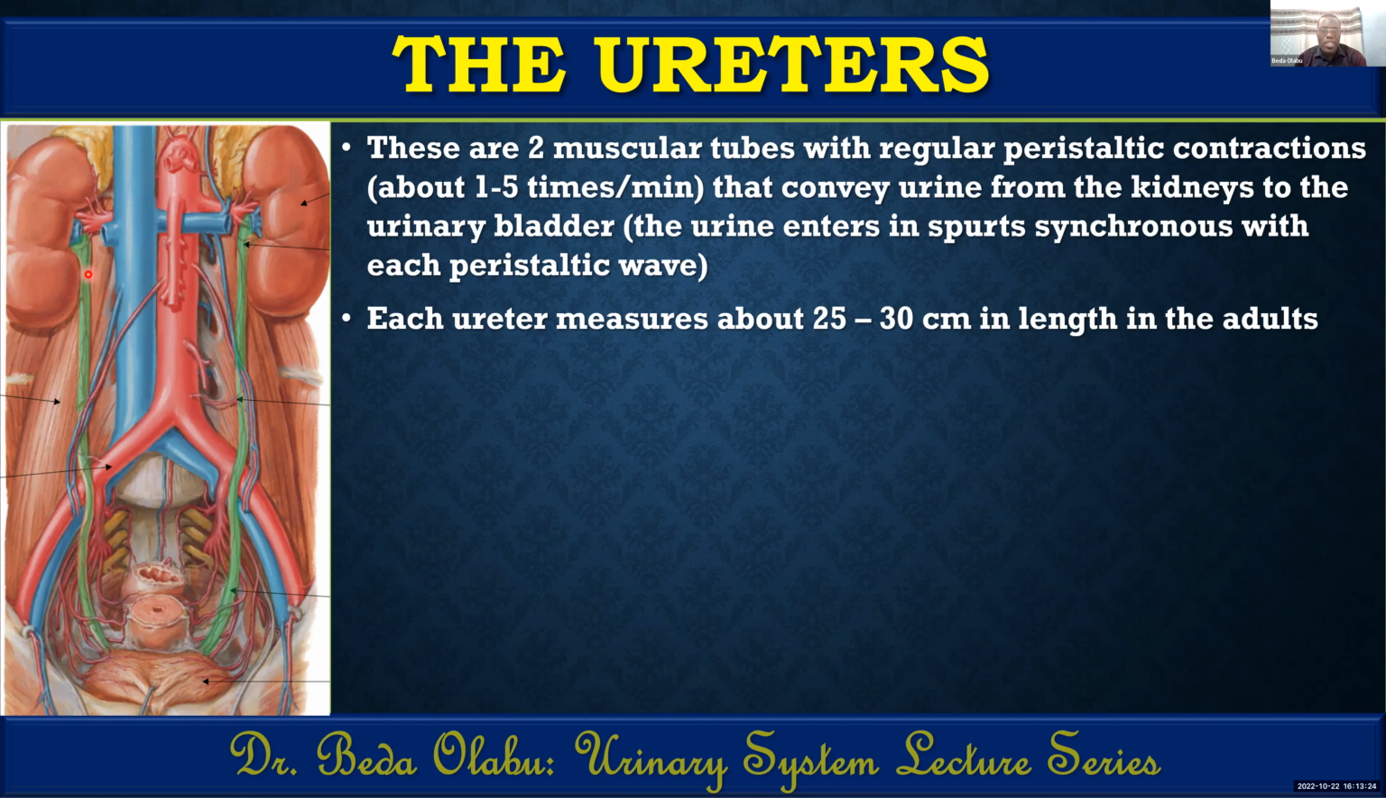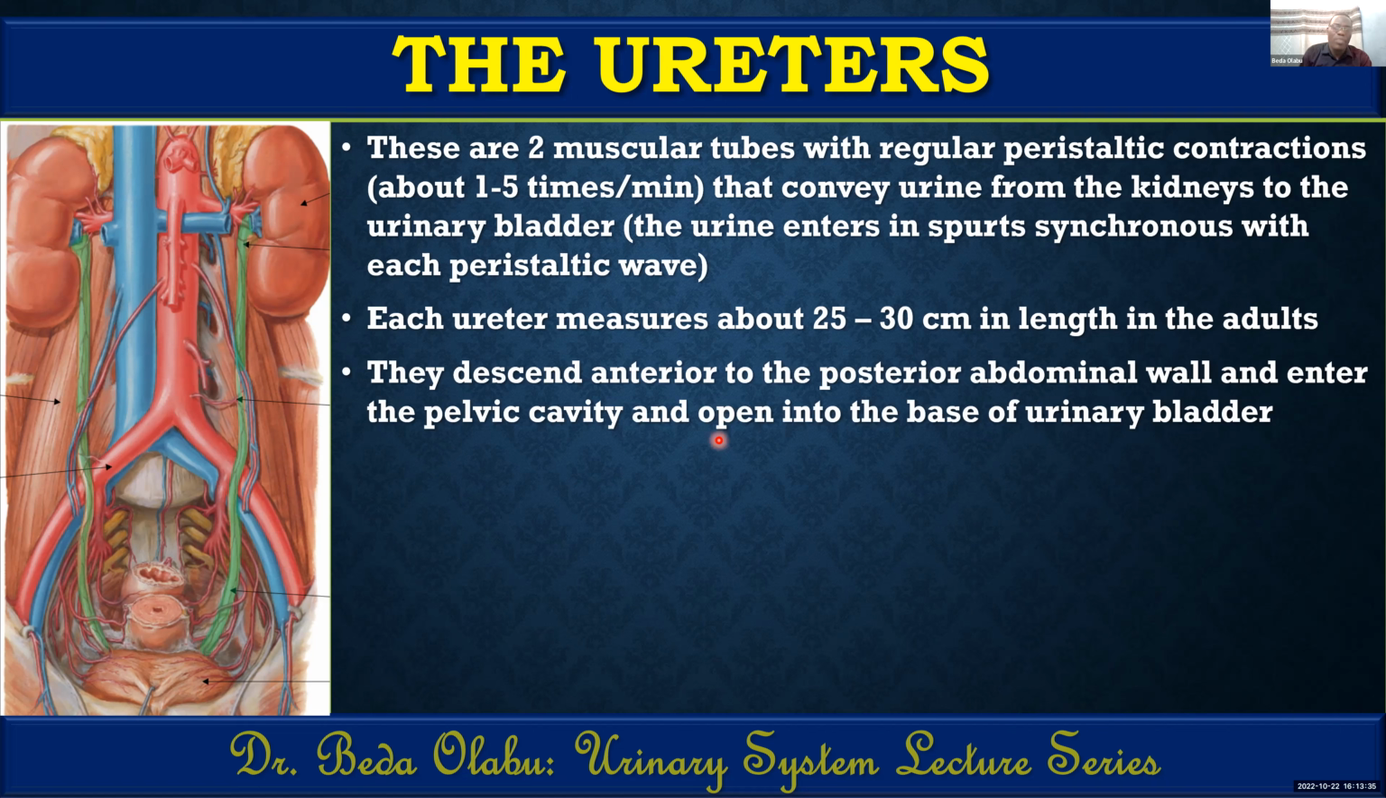Of course, the length of the ureter will depend on the height of a person, but it will range from 25 to 30 centimeters long. In adults, they descend anterior to the posterior abdominal wall. So they're basically retroperitoneal structures between the posterior abdominal wall and the parietal peritoneum. So they descend in front of the musculature of the posterior abdominal wall all the way and pass around the pelvic brim to enter the pelvic cavity, where they eventually empty into the base of the urinary bladder.